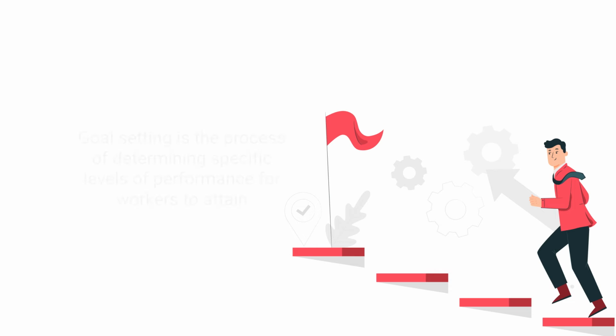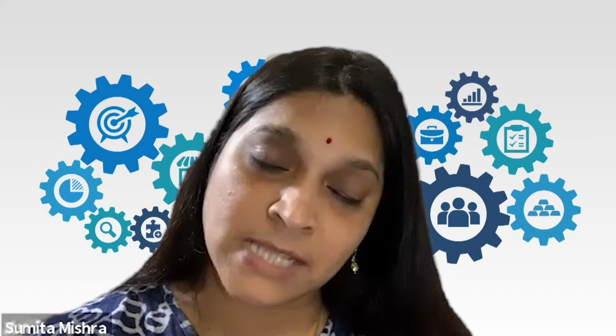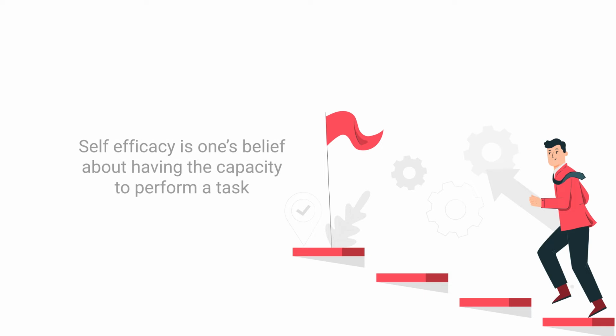Now, goal setting theory talks about motivating people through setting motivational or challenging goals. So, what is this? Now, goal setting is the process of determining specific levels of performance for workers to attain. And this entire process of setting of goals and achievement of goals hinges on one concept called self-efficacy. Now, self-efficacy was an offshoot of Bandura's theory. Now, what does it mean? It means one's own belief in one's own capacity to perform a particular task.